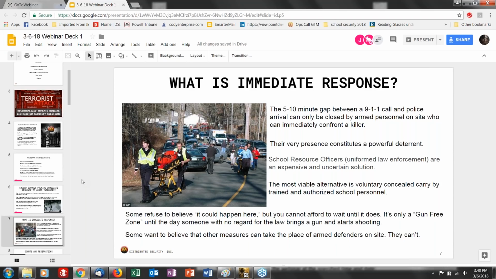Some always refuse to believe that this can happen here in their location, but you cannot afford to wait until it does. It's only a gun-free zone until the day someone with no regard for the law brings a gun and starts shooting. Now, some want to believe that other measures can take the place of armed defenders on site, but although they can contribute to a security solution, they cannot solve the problem.